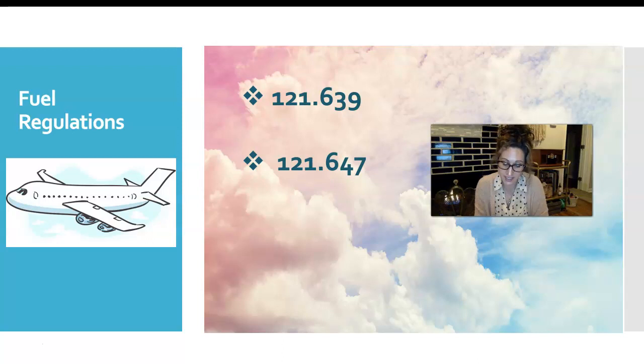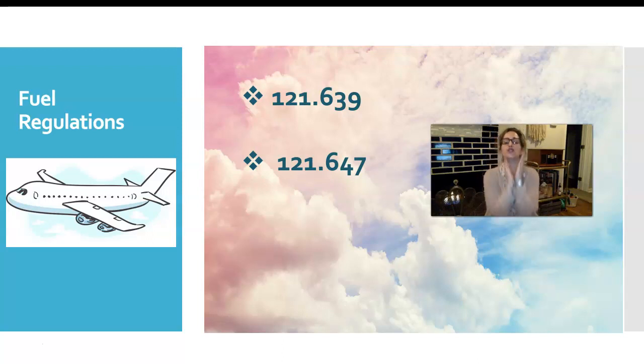So part C, you also have to take into account one instrument approach, and you have to give them fuel for a possible missed approach. This is just for your destination, it said. And then D, any other conditions that might delay landing. So that's kind of an umbrella statement.